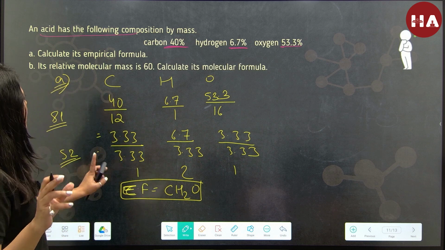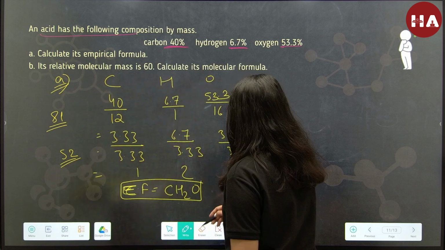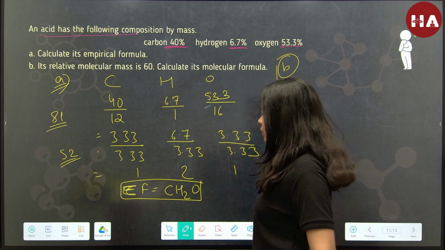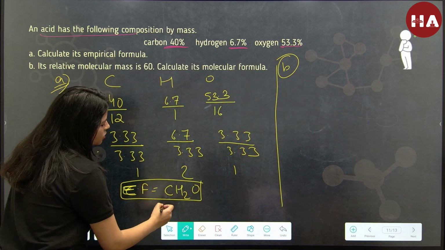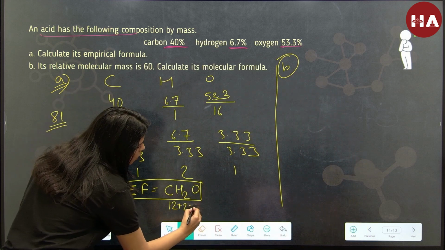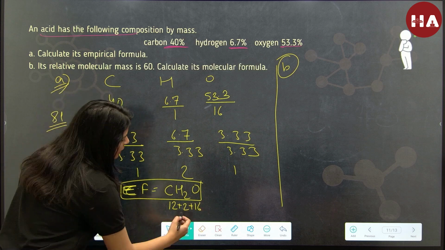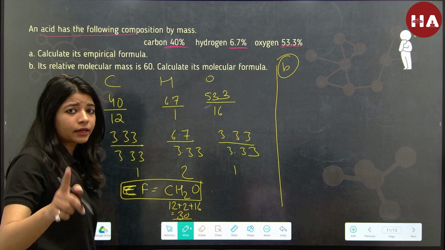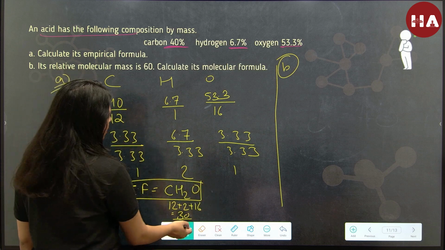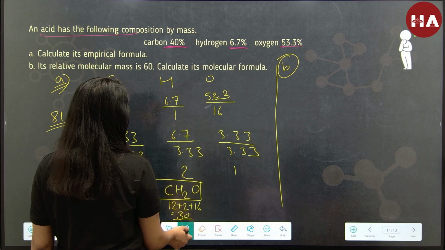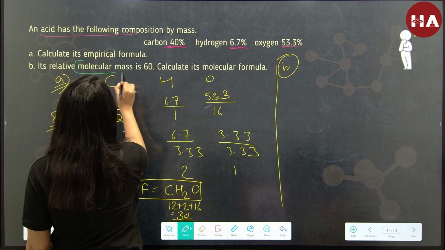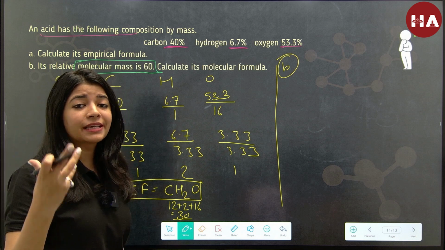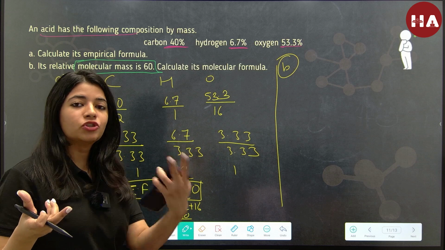Then let's find the mass of the empirical formula, because we will be needing it for the B part. So let's quickly find the mass of the empirical formula. 12 plus 2 plus 16, right? This will come out to be 30. Now in the B part of the question, it is given that the relative molecular mass is 60. So the mass of the molecular formula is 60. As you can see, 60 is just twice of 30.